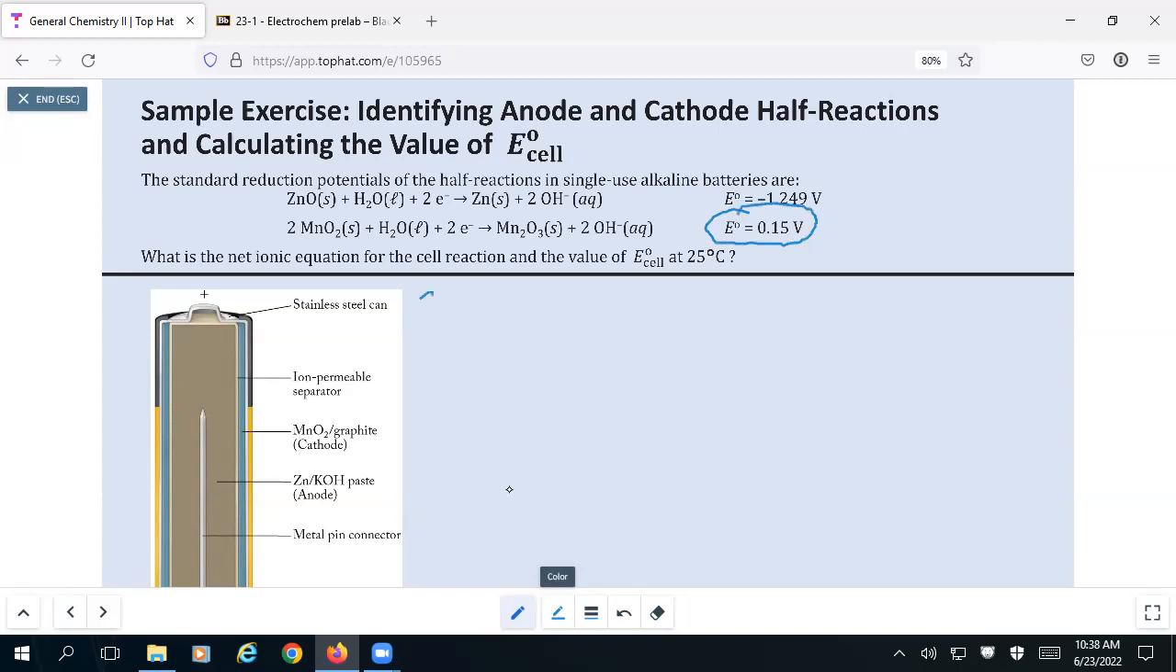So we're going to have 2 manganese 4 oxides and water and electrons turning into manganese 3 oxide and 2 hydroxides. And the E value here is going to be 0.15 volts.